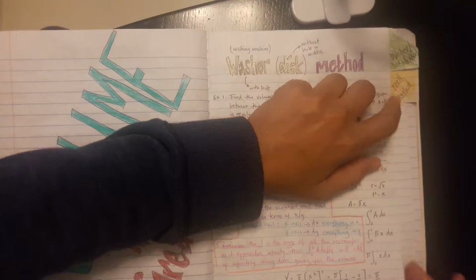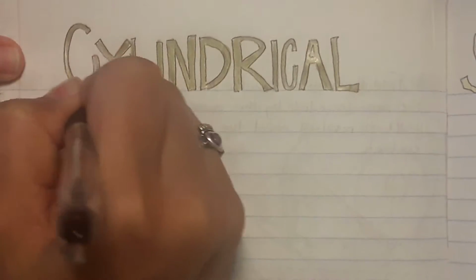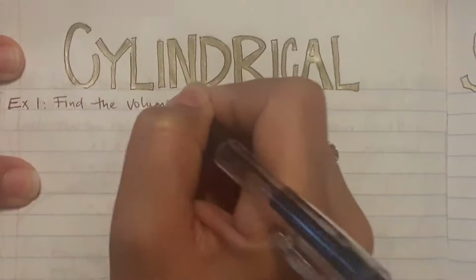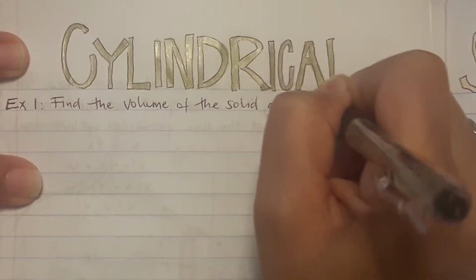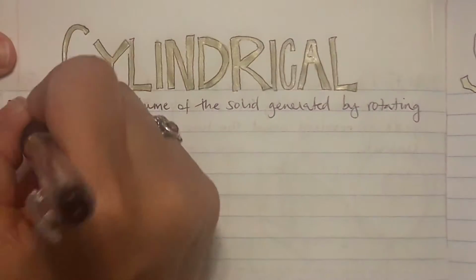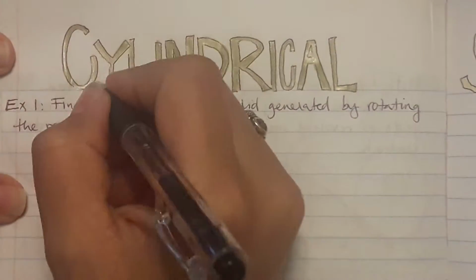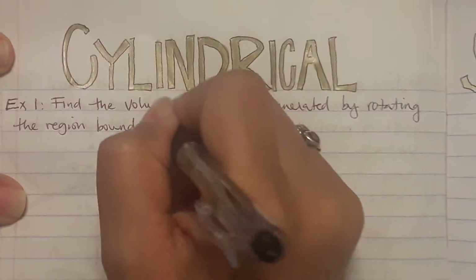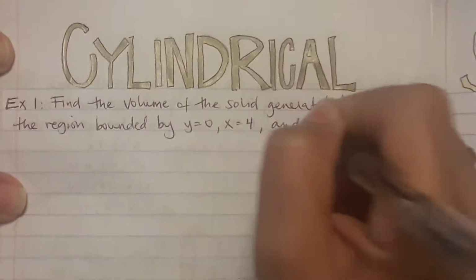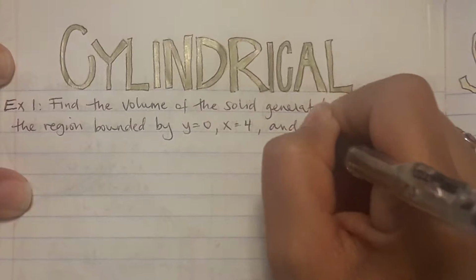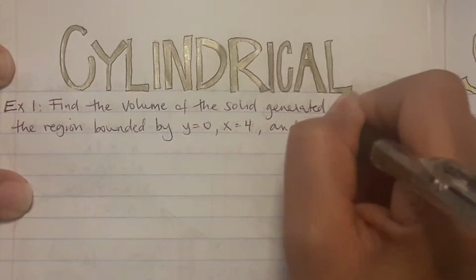Take a look at the shell method, finding the volume using the shell method, because sometimes it's easier than the washer method. That's basically when you rotate something and it doesn't look like a washer, like a washing machine, use the shell method because it's a lot easier. Alright, so for example 1, find the volume of the solid generated by rotating the region bounded by y equals 0, x equals 4, and y equals radical x around the line x equals 6.